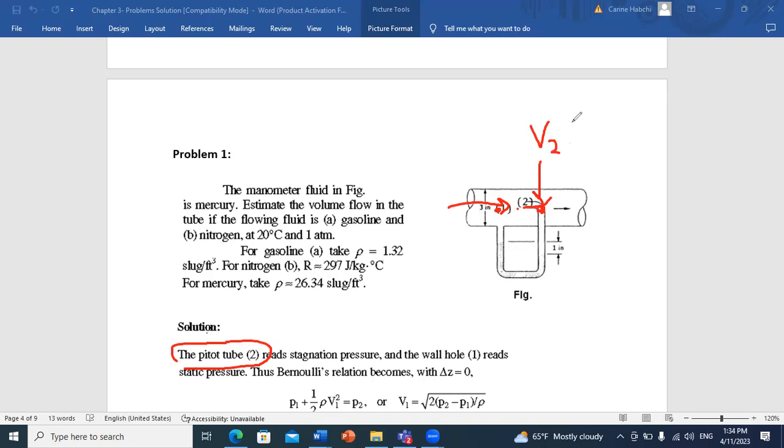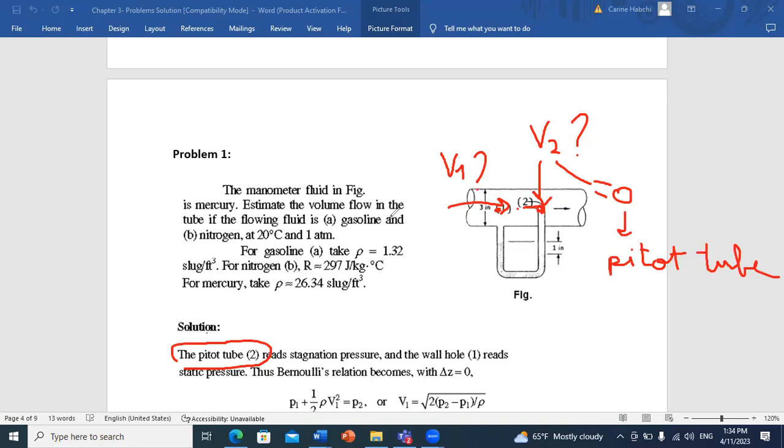And since we want to solve for the flow rate in this problem, we want to calculate the velocity of the fluid V1. So we know that because it's a pitot tube, V2 is zero, and V1 is unknown. So now let us write the Bernoulli equation between 1 and 2 in order to be able to calculate the velocity.